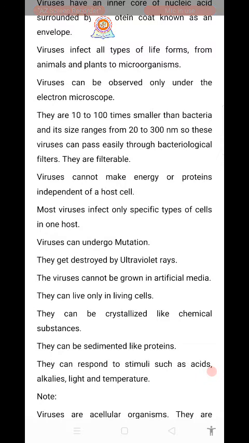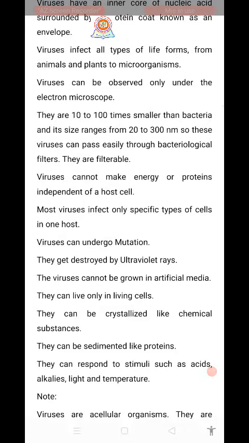They can be crystallized like chemical substances. That means the viruses show both the properties of living and non-living. Viruses can be crystallized like chemical substances. Viruses show metabolic properties, show metabolism, show growth. These all the characters are living characters and non-living characters.